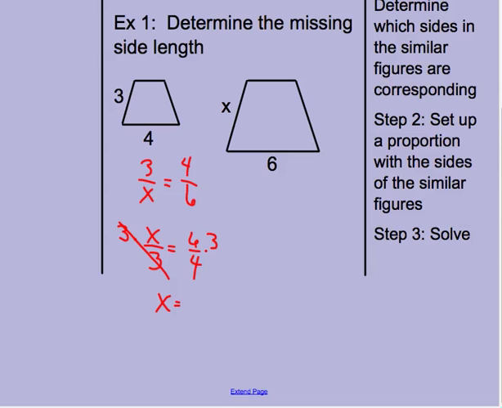What goes into 6 and 4? 2. 6 divided by 2 is 3, and 4 divided by 2 is 2. Multiplying my numerators, 3 times 3 is 9 over 2. So the side length, x, is 9 halves.